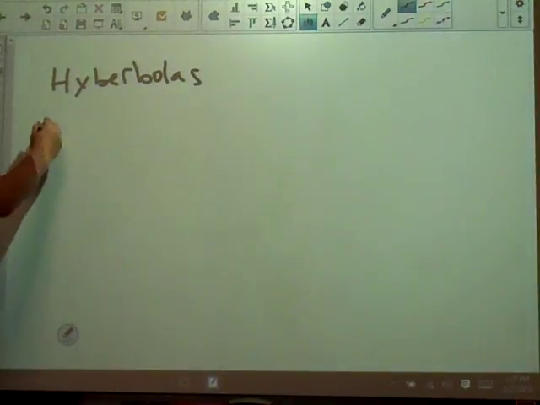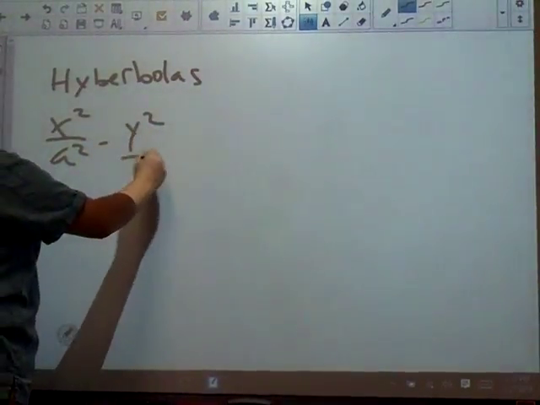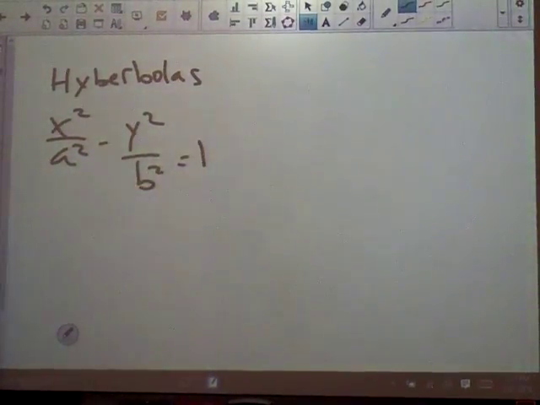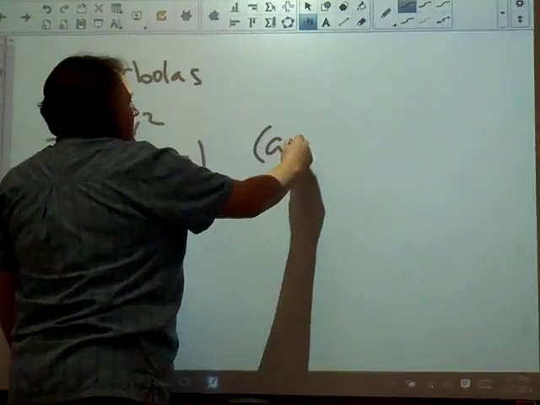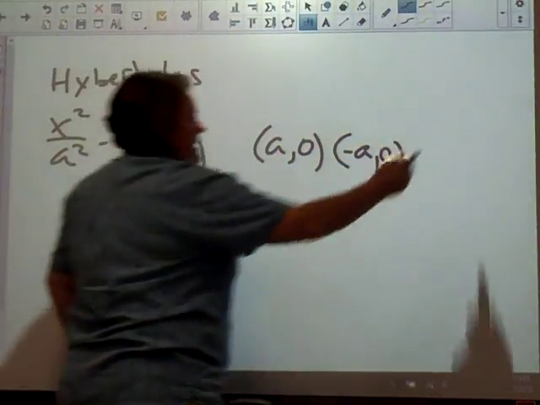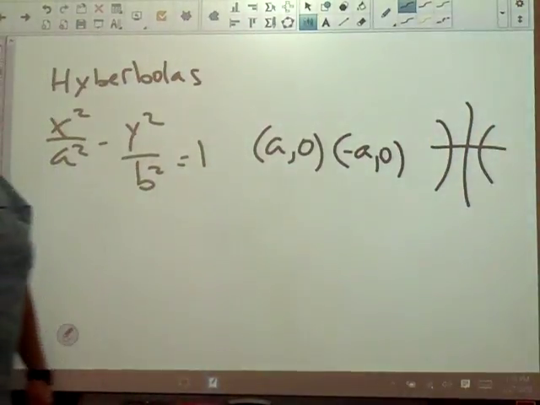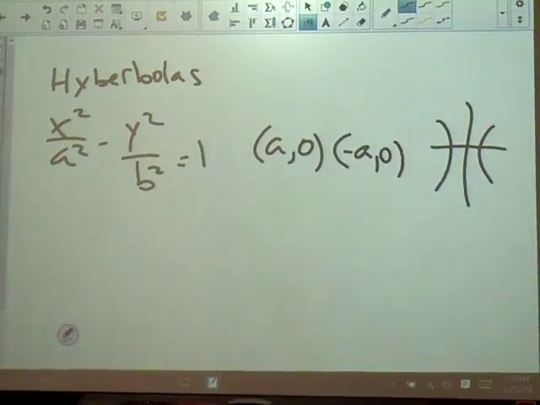We've got x squared over a squared minus y squared over b squared is equal to 1. If I'm in a hyperbola that's written in that form, I'm going to have x-intercepts at (a, 0) and (negative a, 0). That means my hyperbola will look something like that. A hyperbola is two curves. Okay?